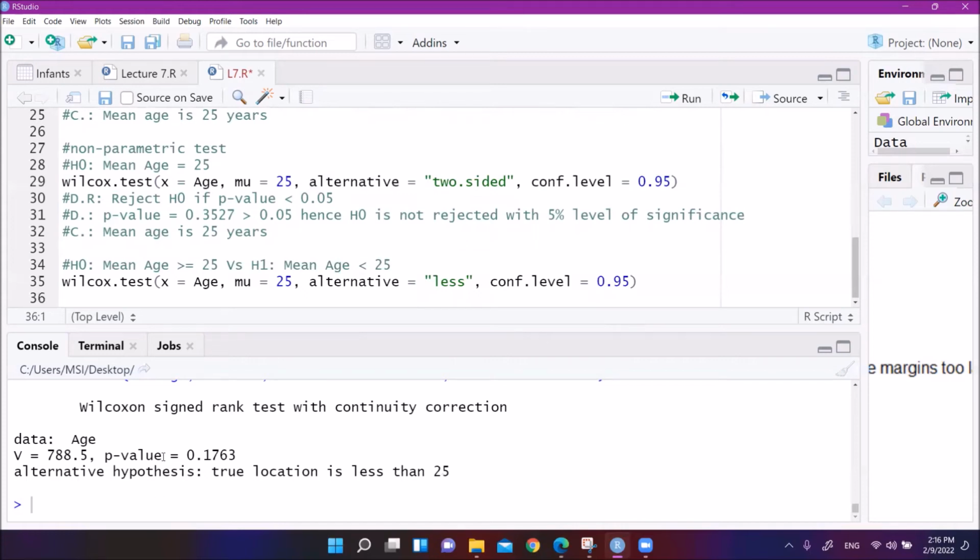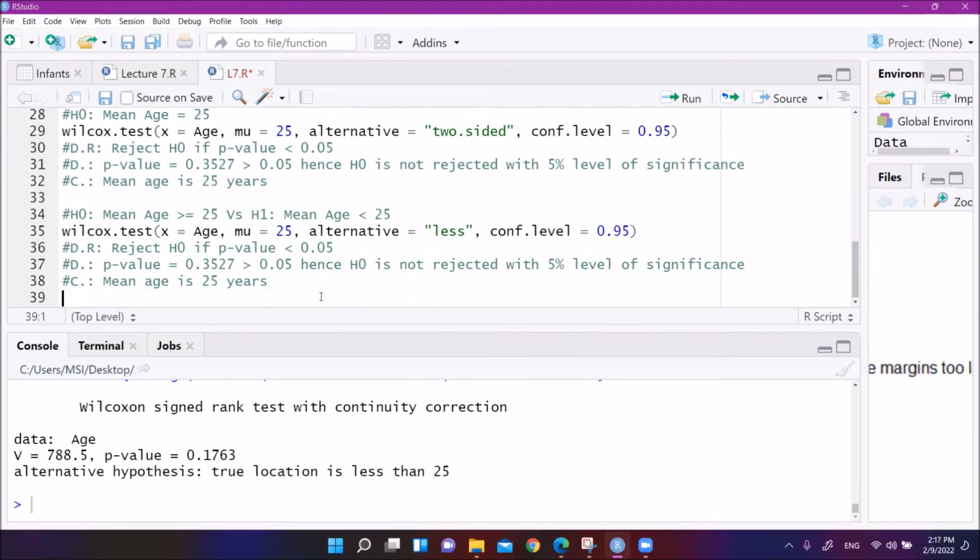So this is the result. I'll just write it for your knowledge. So this is the decision rule. Our key value is this one.